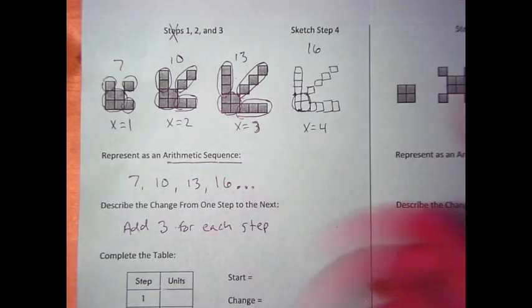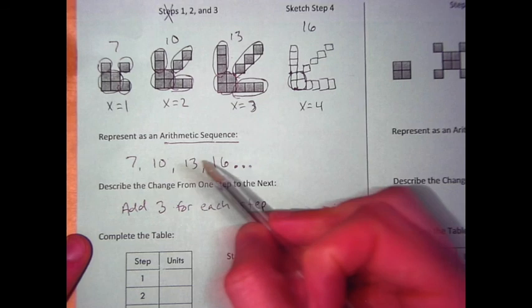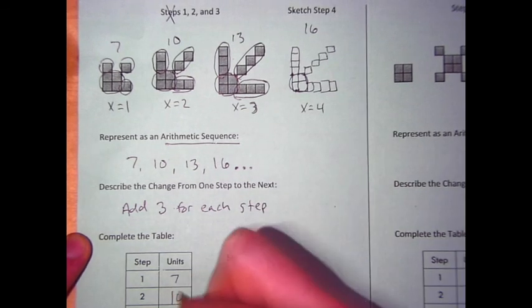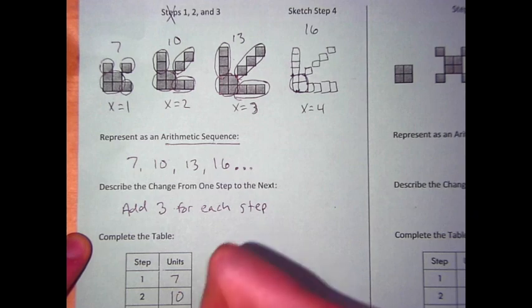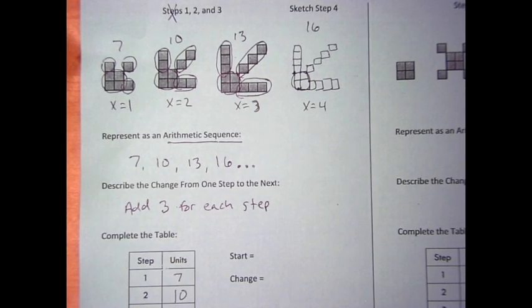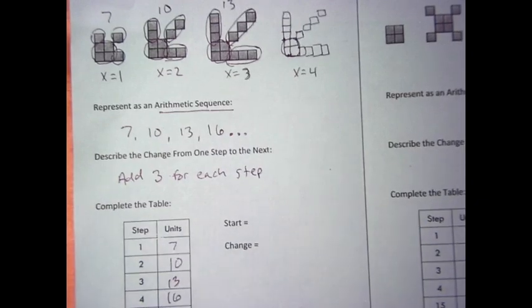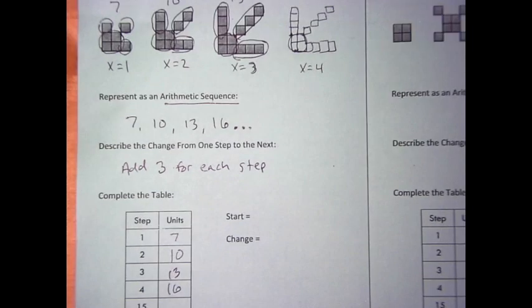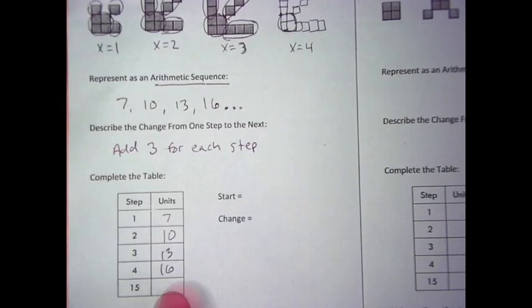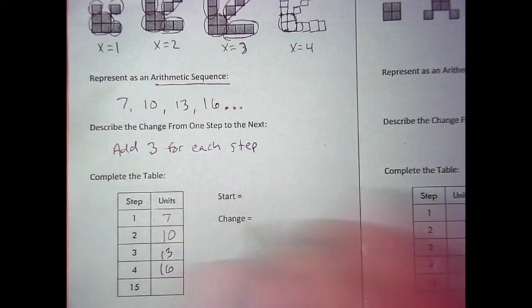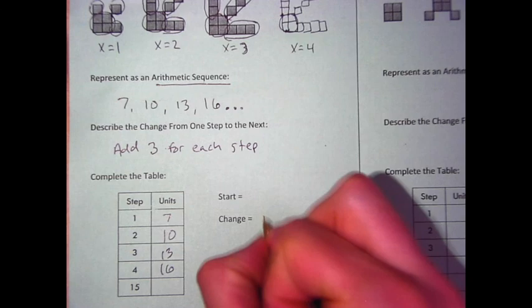For a table, this would actually be pretty simple, right? So we have 1, 2, 3, 4, but we're going to see there's a slight difference on this one. There's a major jump. So at the 15th step, if this picture kept going forever, what would happen? You could be that person who draws this out and tries to find at step 15 how many units there would be, or you can focus on the start and the change. So we know that the change is add 3.